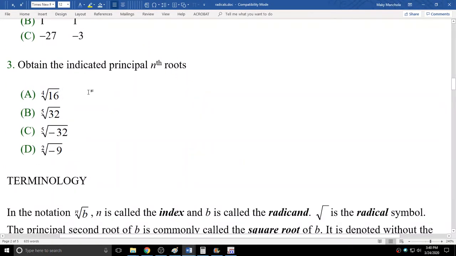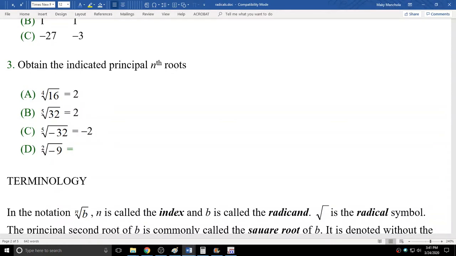Obtain the indicated principal nth roots. So fourth root of 16, what is the positive number that you raise to the fourth to get 16? 2. The principal fifth root of 32 is going to be positive. Question is, what do you raise to the fifth power to get 32? Answer is 2. What about the principal fifth root of negative 32? You're thinking of a negative number whose fifth power is negative 32. That's right, negative 2.